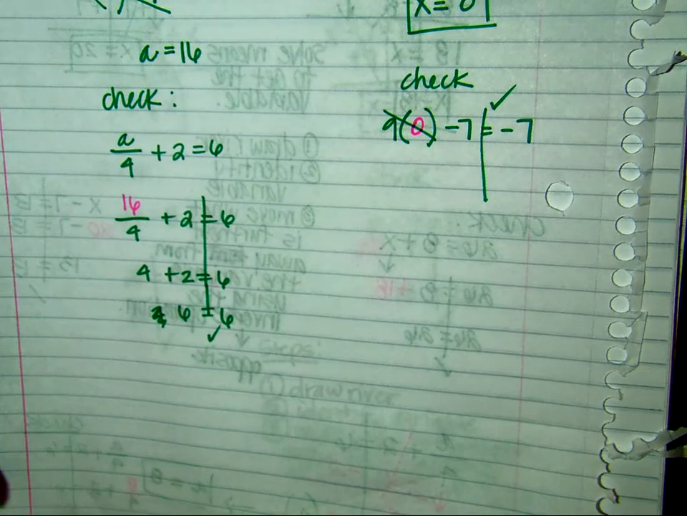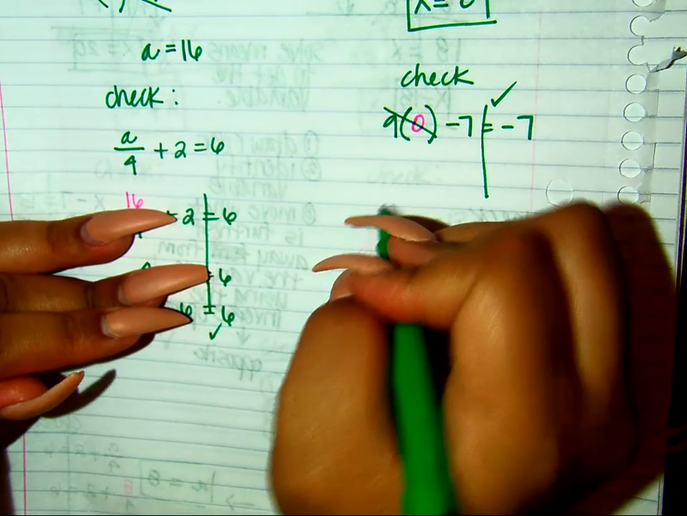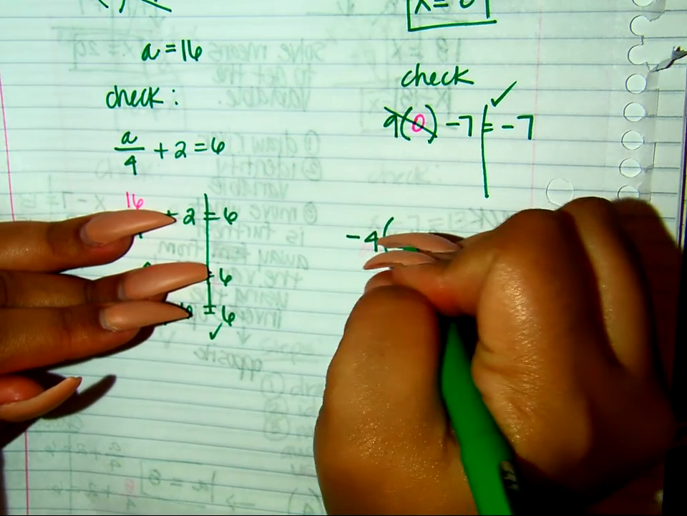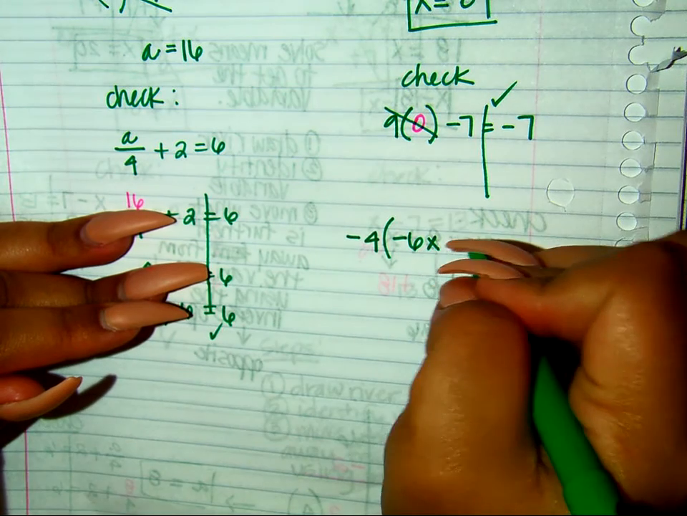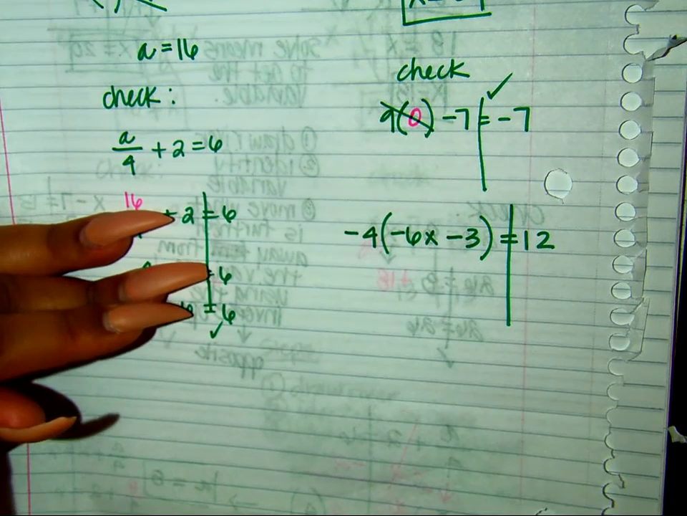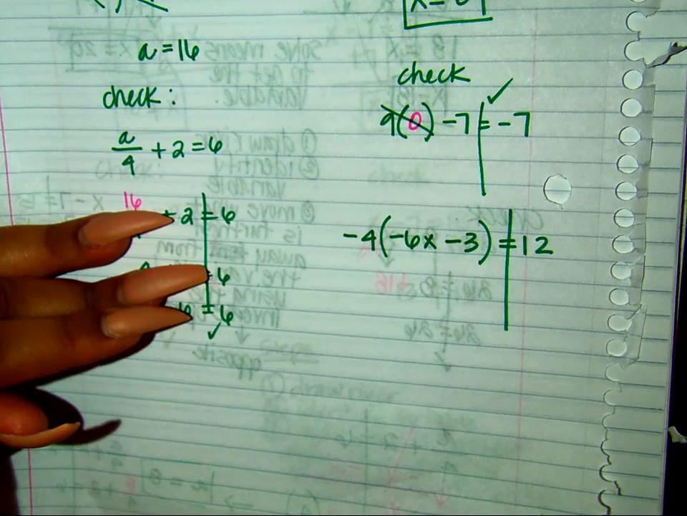Alright, and the last problem that we're going to look at here is a multi-step problem. A multiple step problem can be 3 steps, 4 steps, or whatever. It's just a numerous amount of steps that you have to do in order to solve a problem. So let's go ahead and look at this last example. Alright, so the object here is still to get the variable by itself.